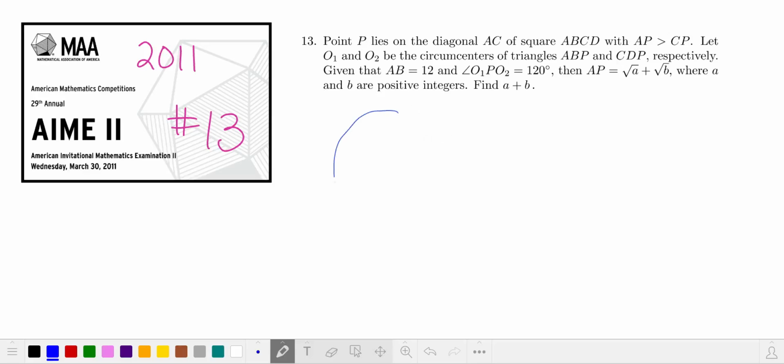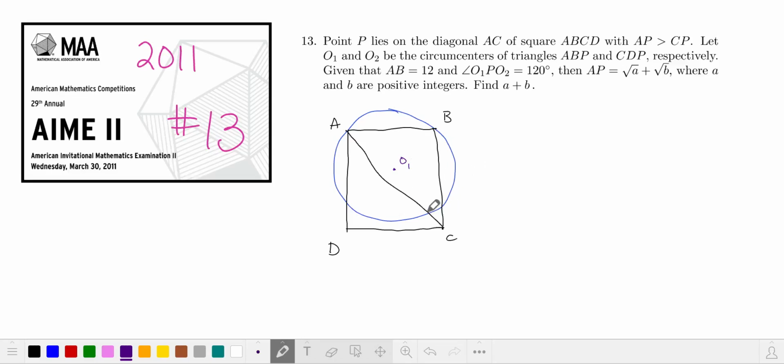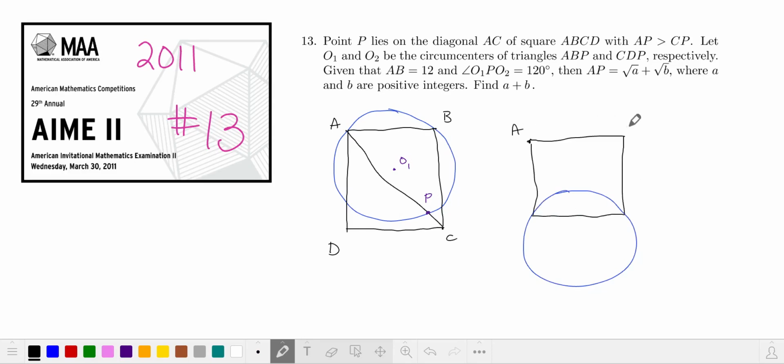To produce more accurate diagrams, draw your circles first and then add in the other information. Here is the circle with center O1, and this is our point P on the diagonal of the square. This will be circle 2. I'll draw it separately so that our diagram doesn't get too cluttered. It's also going to intersect the diagonal at point P.